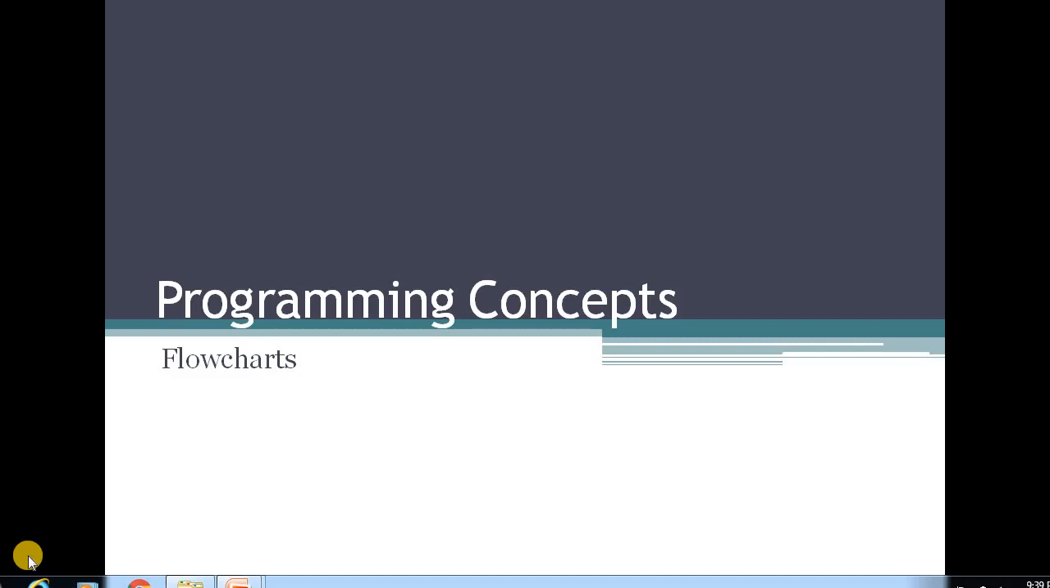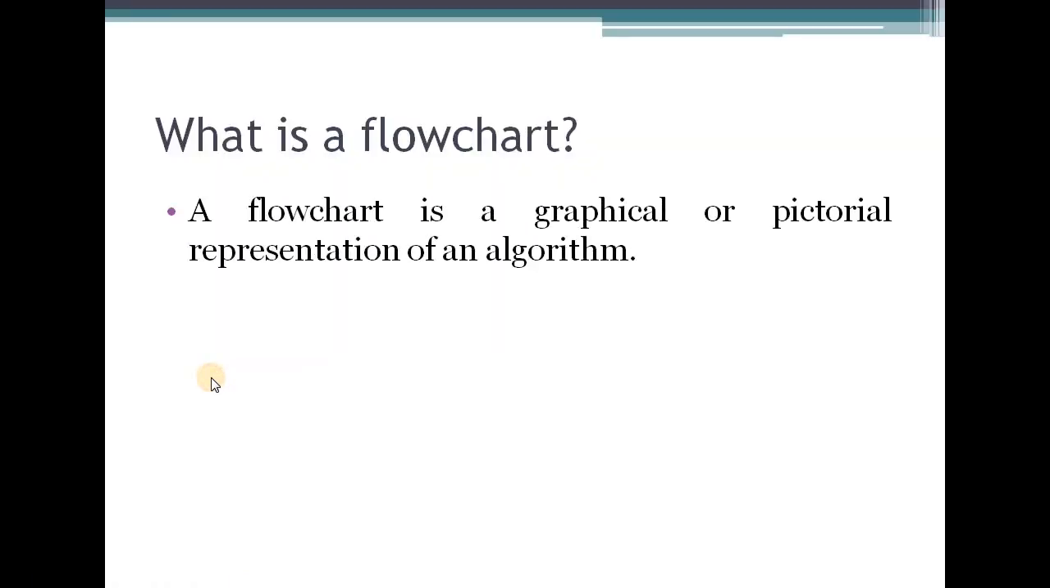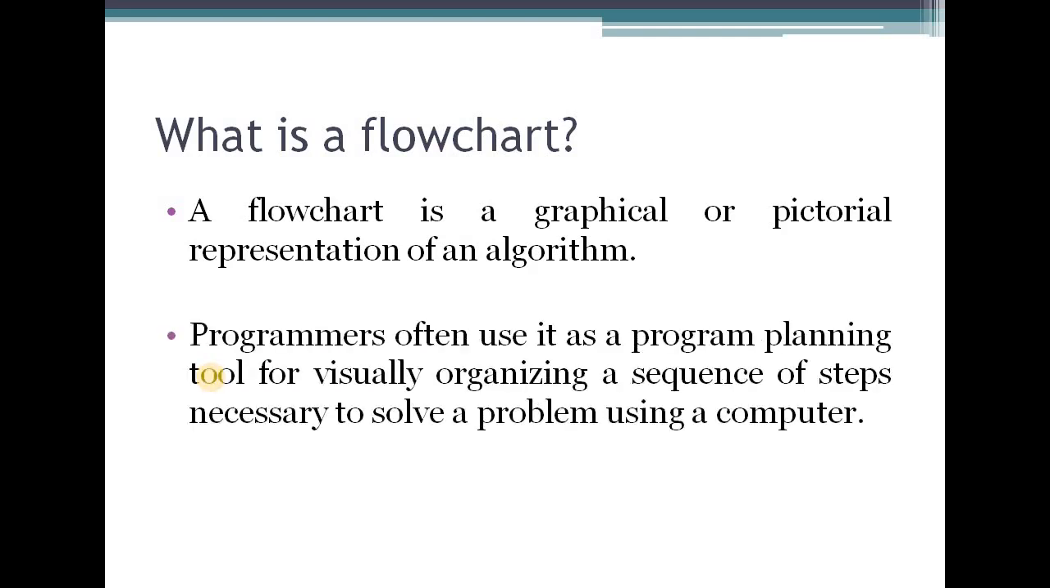Students, today we are going to see the next point of our chapter, that is flowcharts. What is a flowchart? A flowchart is a graphical or pictorial representation of an algorithm. Graphics are more understandable than text. As usual, humans understand pictures better than text. Programmers often use it as a program planning tool for visually organizing a sequence of steps necessary to solve a problem using a computer.